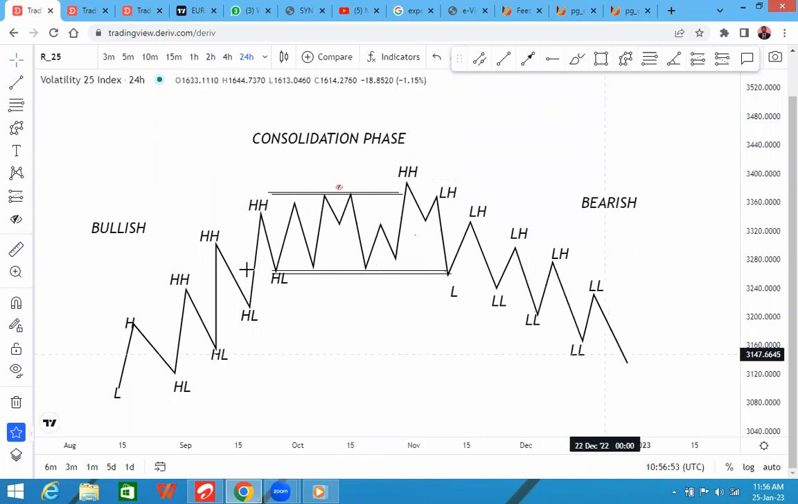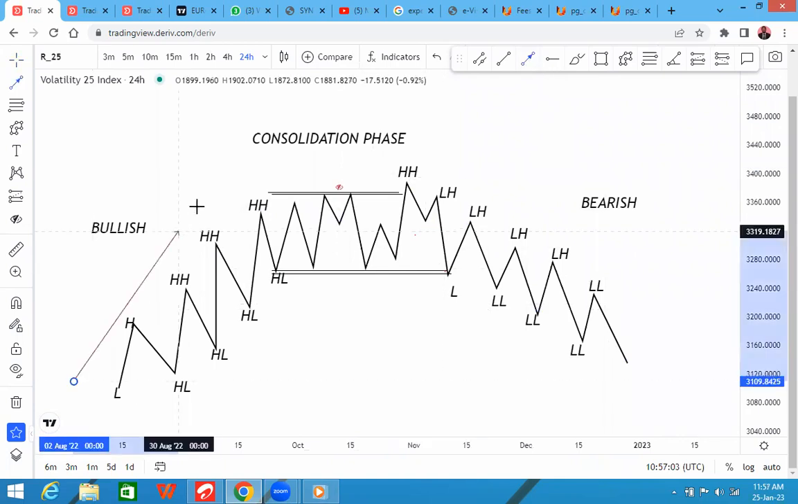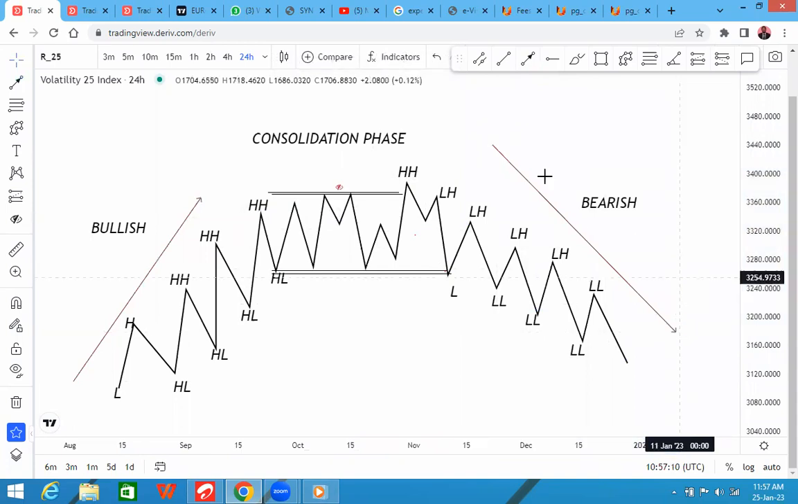So now that price has come to this level, this is what you expect. In a bullish trend, you want to only be buying. In a bearish trend, you want to only be selling. So you can write it like this: in a bullish trend, look for buys only, and in a bearish trend, look for sell opportunities only. Whichever way you want to write it, just make sure you get what I'm explaining.